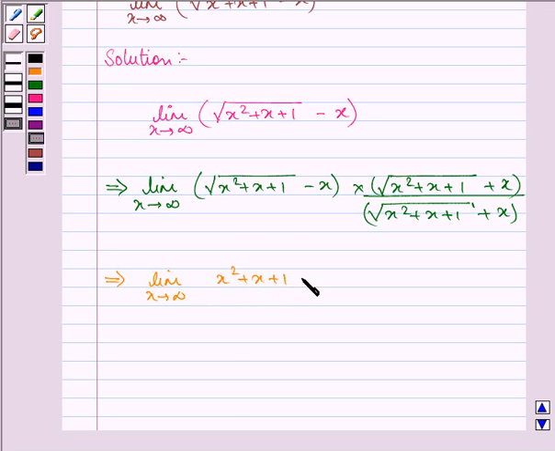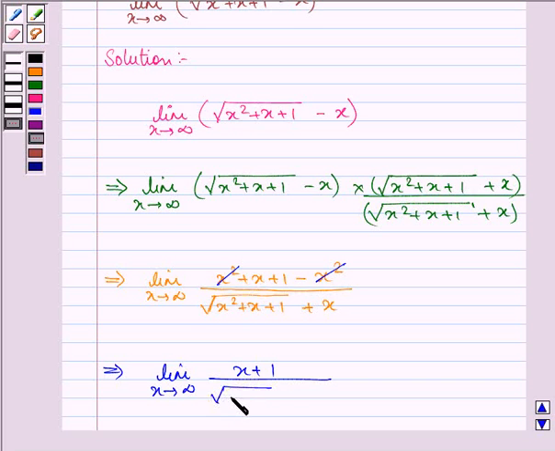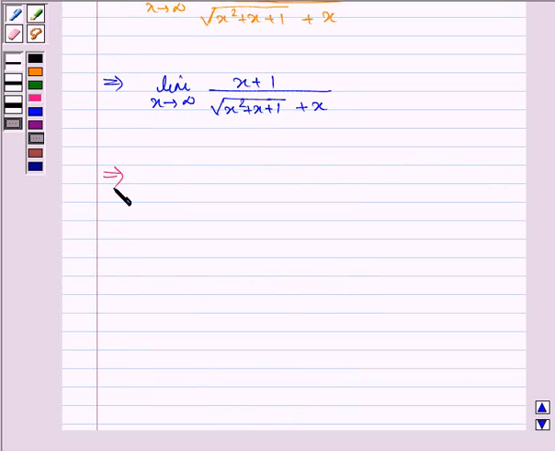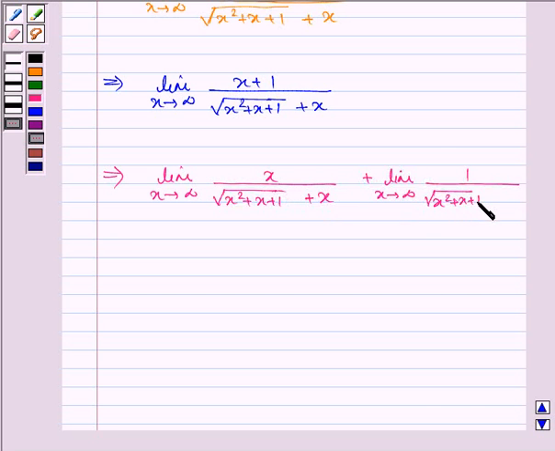This implies we have in the numerator now x² + x + 1 − x², and in the denominator, we have √(x² + x + 1) + x. On simplifying the numerator, we have limit x approaches infinity (x + 1) upon (√(x² + x + 1) + x). Now on splitting the numerator, we have limit x approaches infinity x upon (√(x² + x + 1) + x) plus limit x approaches infinity 1 upon (√(x² + x + 1) + x).